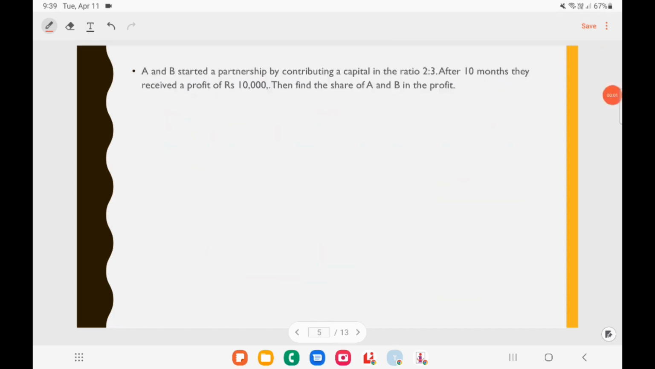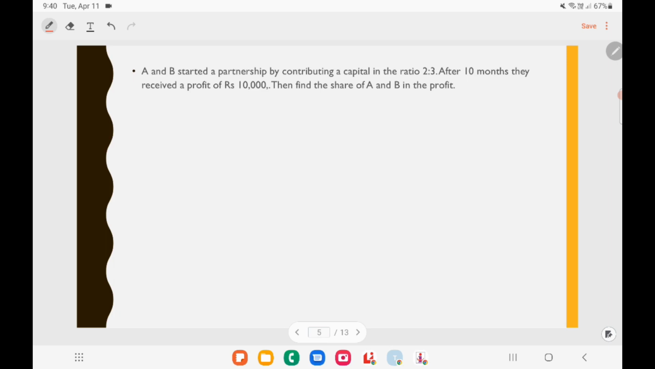So now let us solve some questions on partnership. This is a common type of questions, but UPSC hasn't asked many questions from this area. So there is a chance that UPSC can ask from this area in the upcoming exams as well. Okay, so here let us read the question first.